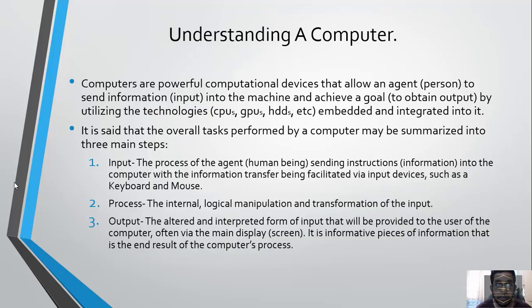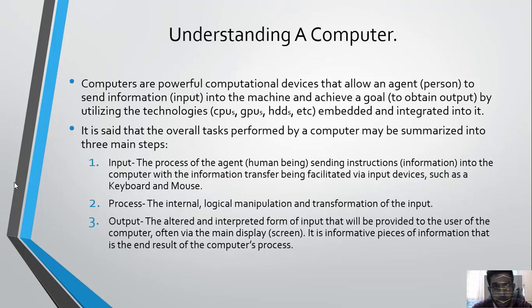Understanding a computer. Computers are powerful computational devices that allow an agent, a person, to send information, input, into the machine and achieve a goal to obtain output by utilizing the technologies, CPUs, GPUs, HDDs, etc., embedded and integrated into it. It is said that the overall tasks performed by a computer may be summarized into three main steps.